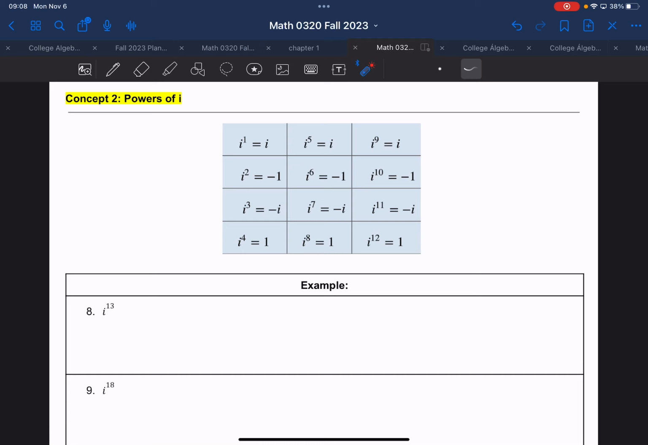Any questions on that first concept? So learning about i.